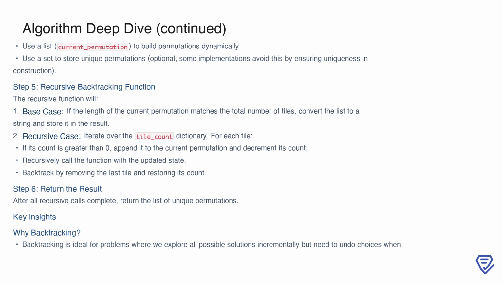For the recursive case, we iterate through the frequency counter and, for each tile with a positive count, we append it to the current permutation and decrement its count. After making a recursive call to explore further, we backtrack by removing the last tile and restoring its count. This process continues until all possible unique permutations have been generated. Finally, once all recursive calls are completed, we return the list of unique permutations as the result.